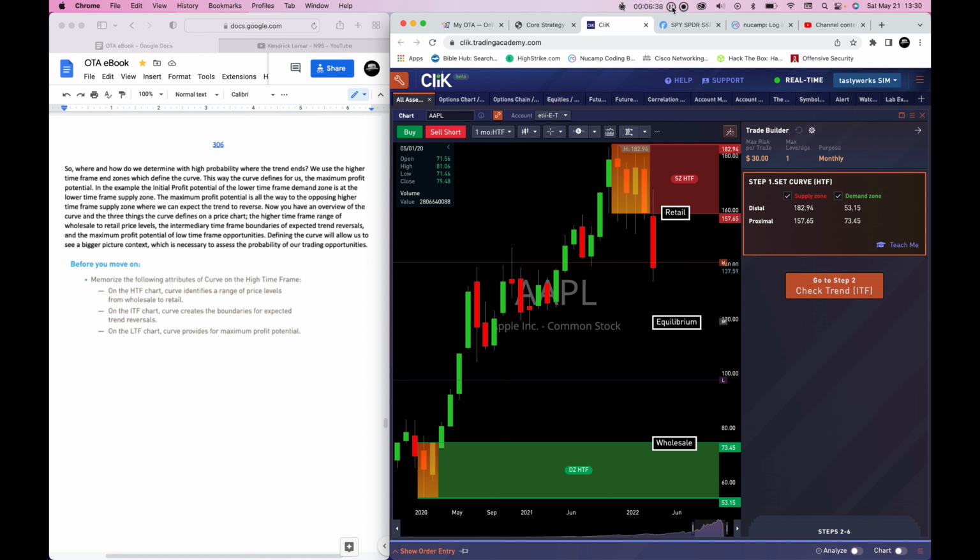Defining the curve will allow us to see a bigger picture context, which is necessary to assess the probability of our trading opportunities. Before you move on, memorize the following attributes of curve on the high time frame. On the high time frame chart, curve identifies a range of price levels from wholesale to retail. On the intermediary time frame chart, curve creates the boundaries for expected trend reversals. And on the low time frame chart, curve provides for maximum profit potential.